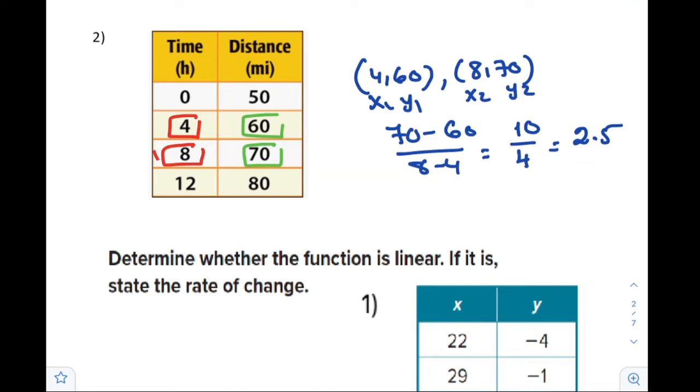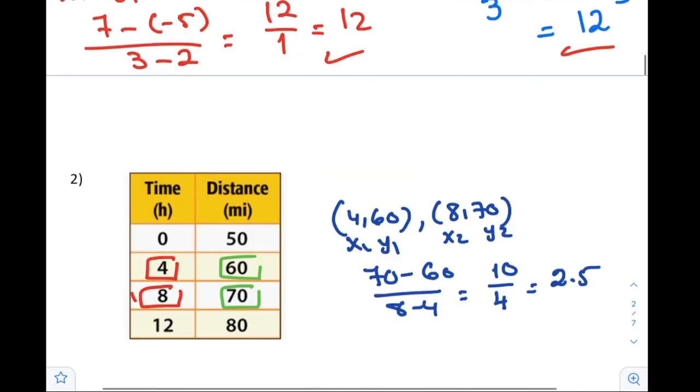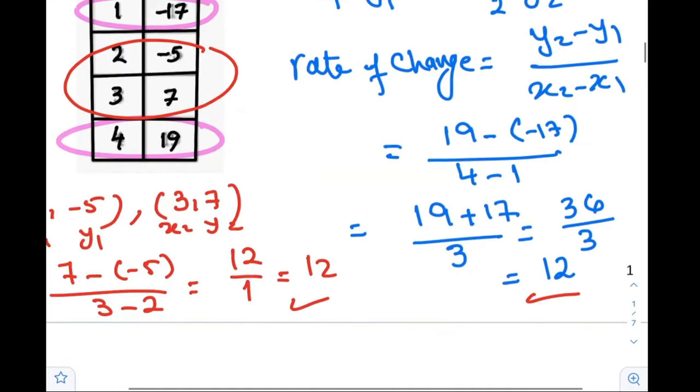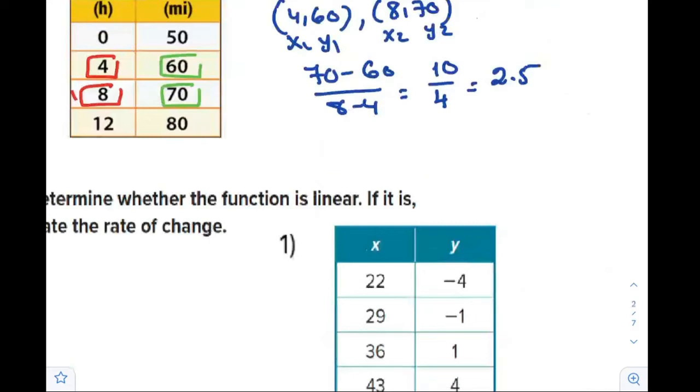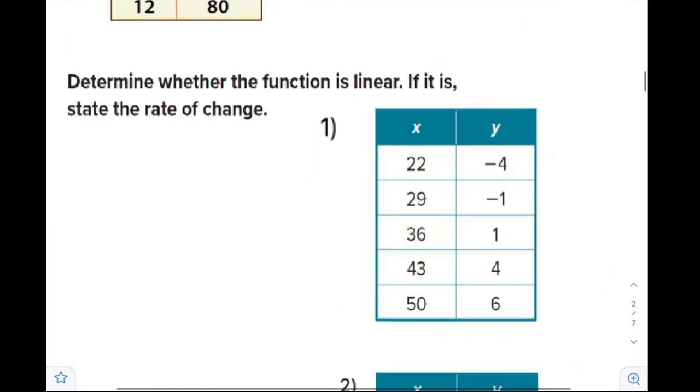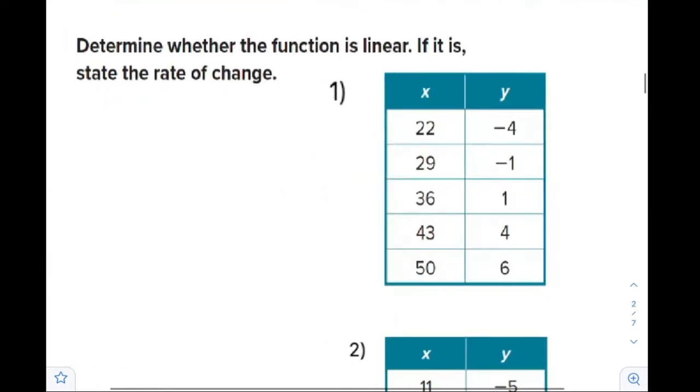It can be positive, negative, or 0. If the rate of change is positive, that means the values are increasing. Here they are increasing, as you see. If the rate of change is negative, that means the values are decreasing. And if it is 0, that means there is no change.